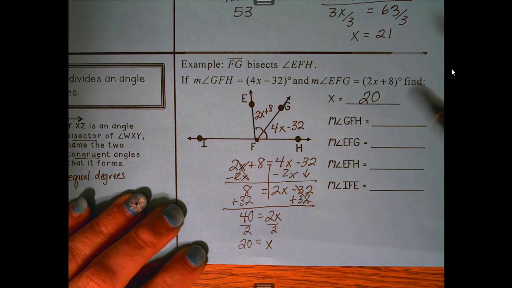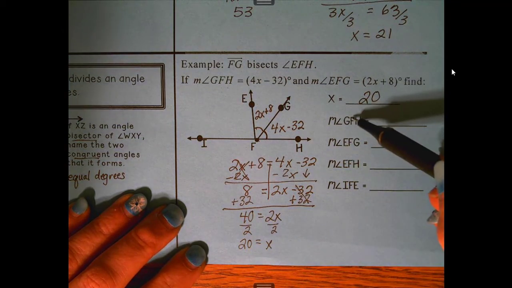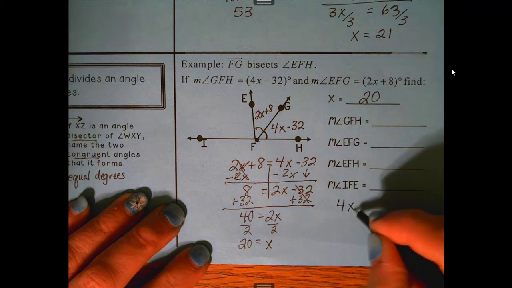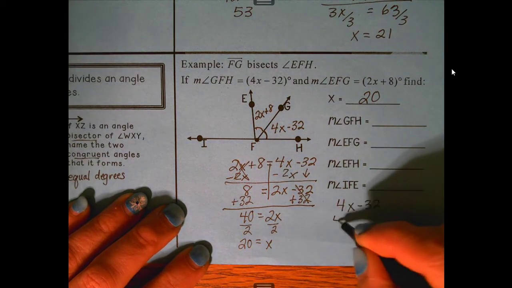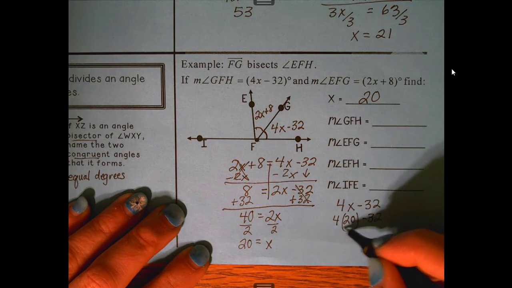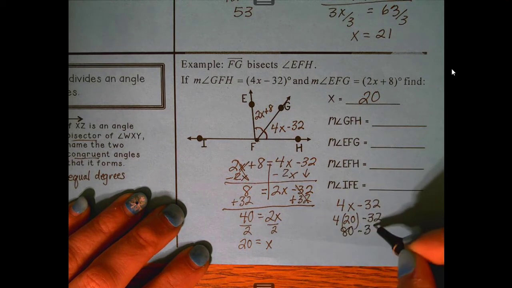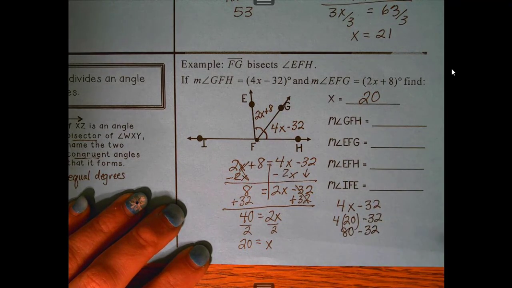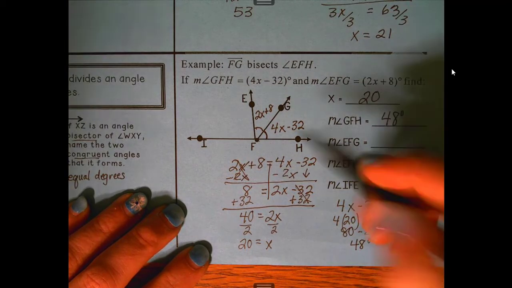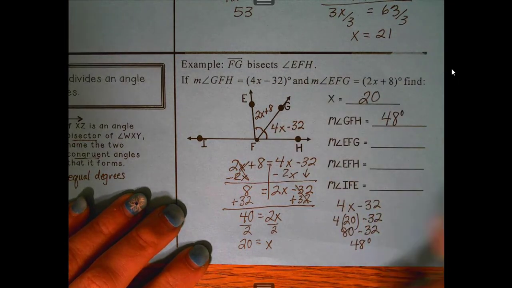All right, so now we need to find GFH. And it's an expression, 4x minus 32. I'm going to substitute 20 in. 4 times 20 is 80, minus 32, and I think I'm going to get 48 for that. 48 degrees, and I'm going to fill it in. Yeah, that looks like it'd probably be about a 48-degree angle.